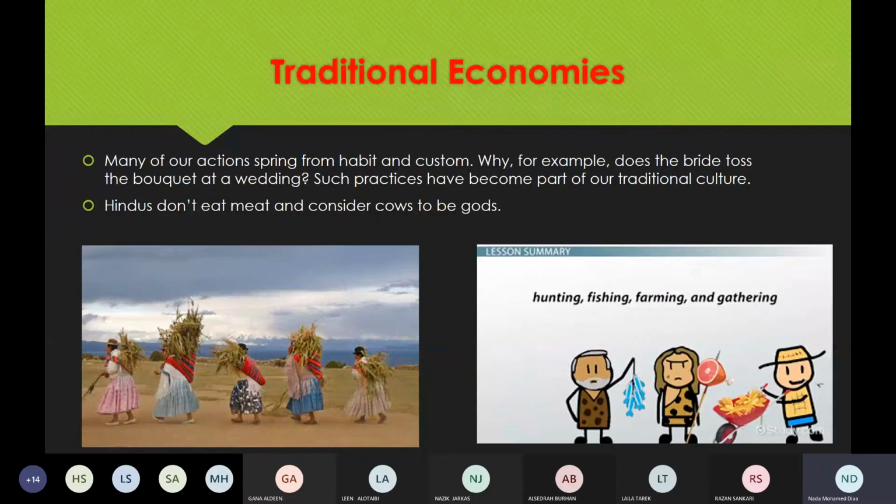My parents used to fish. Their grandparents used to fish. My ancestors used to fish. So when I grow up, I fish. This is traditional economy. Traditional economy is when you inherit the work of your father. Okay?